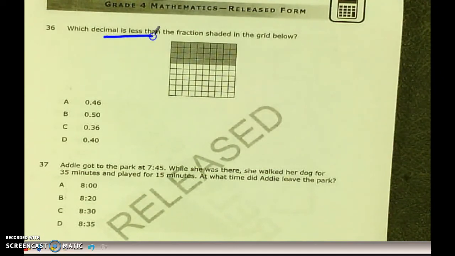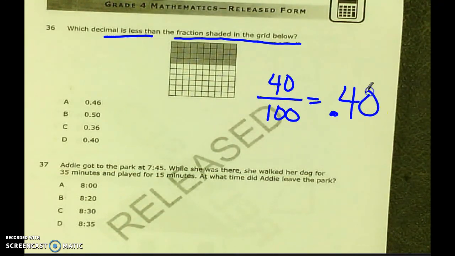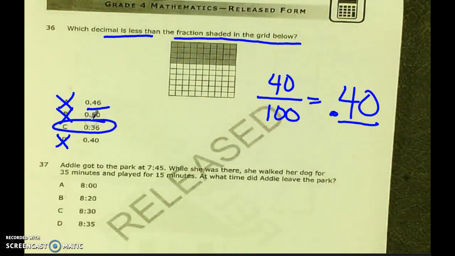Which decimal is less than the fraction shaded on the grid below? We really haven't done much of this. Maybe a couple of you have. But anyway, this is a hundredths grid, so let's write the fraction for it. So that's 10, 20, 30, 40. 40 hundredths. We would write that as 0.40. 40 hundredths. Okay? We're looking for fractions that are less than 40 hundredths. Well, 46 hundredths is more, 50 hundredths is more, 40 hundredths is the same amount, so there's the one that is less.